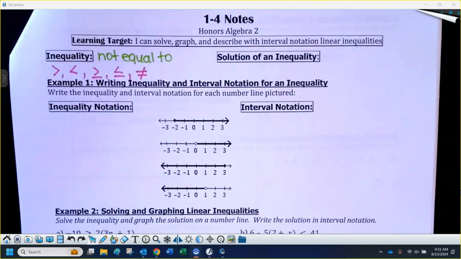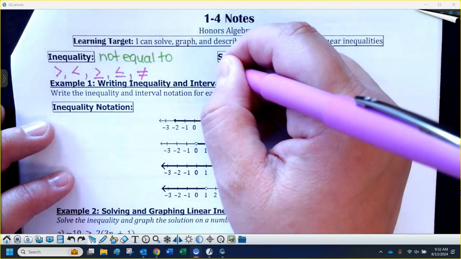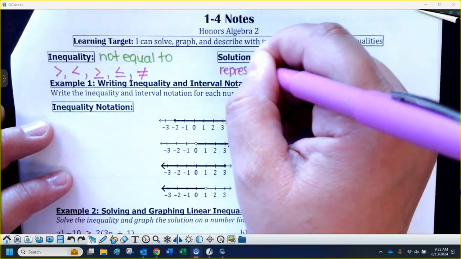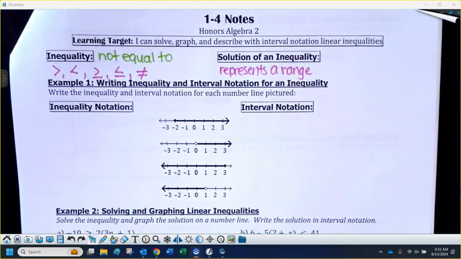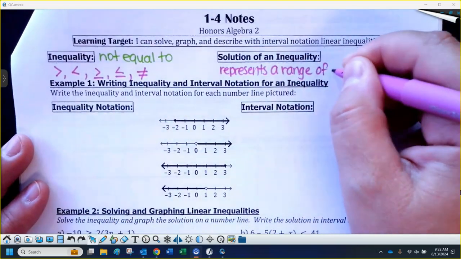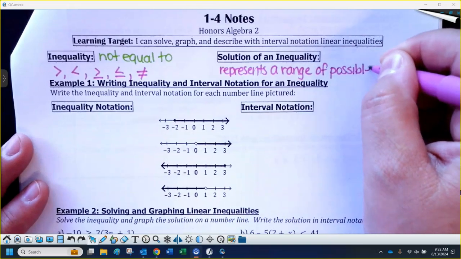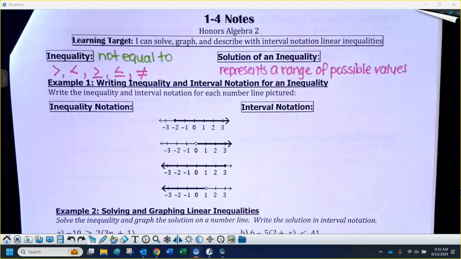Now, whenever you have a solution to an inequality, it represents a range. So it's not just one solution usually when you work with these. It represents a range of possible values. We're going to get into some examples right underneath here in a second. But it's not usually just one number. If it has a solution, usually multiple numbers would fit the requirement.